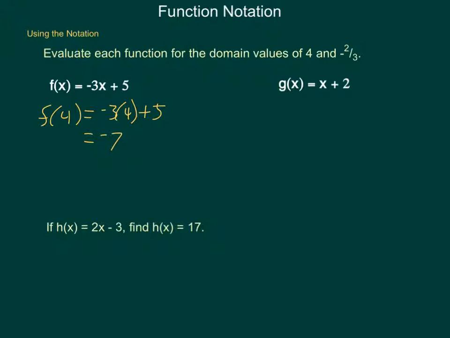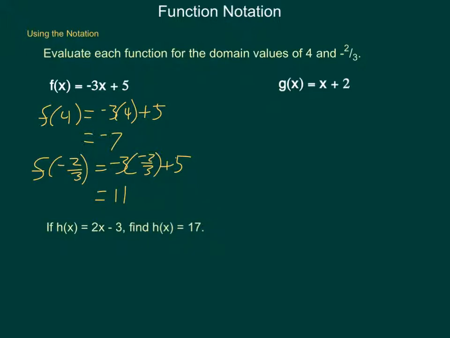If I try it for negative 2/3, I have f of negative 2/3, which is negative 3 times negative 2/3 plus 5. Negative 3 times negative 2/3 is simply 6. 6 plus 5 is 11. So I have another point that I can use for my graphing. How does it work on the next one?